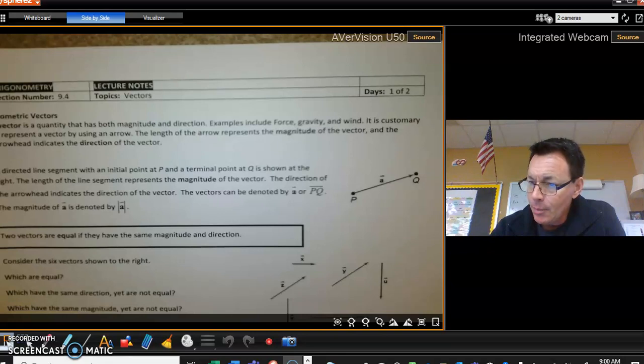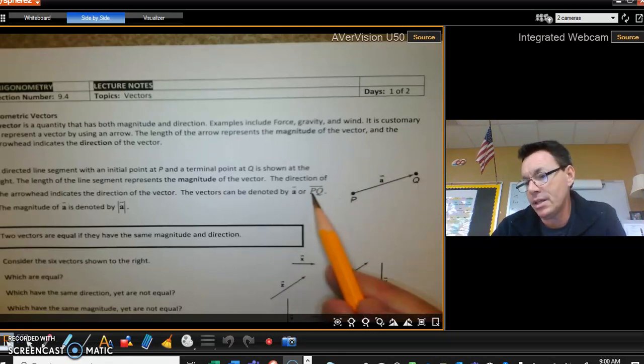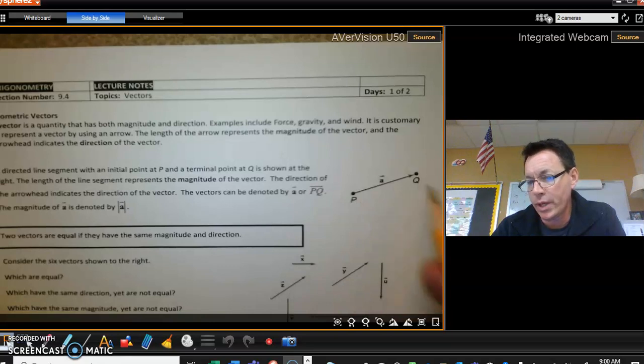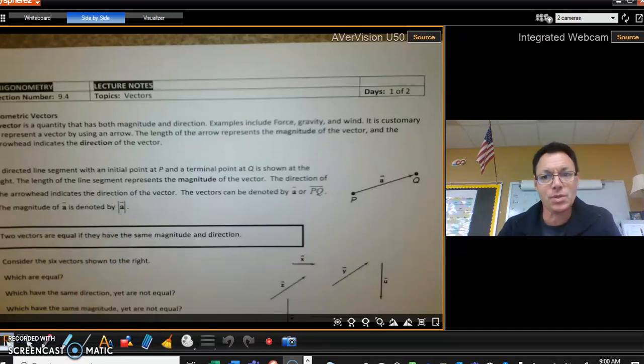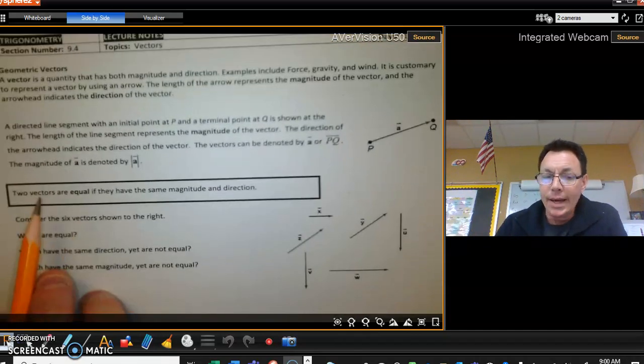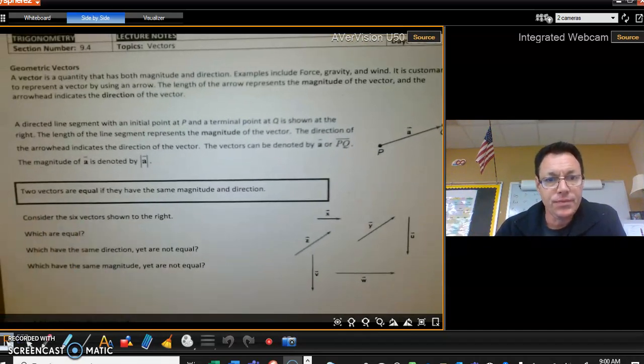We could call this vector A. We could also call it PQ, with P being the initial point and Q being the point that it's headed towards. And then the magnitude we could write this way. You'll notice this looks like the absolute value notation. Now, two vectors are equal if they have the same magnitude and the same direction. Both of these things have to be true.